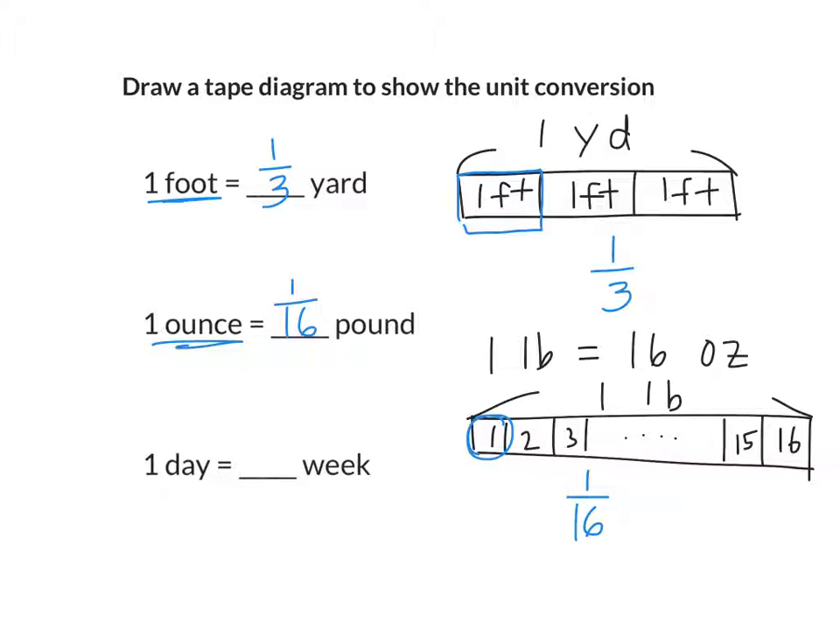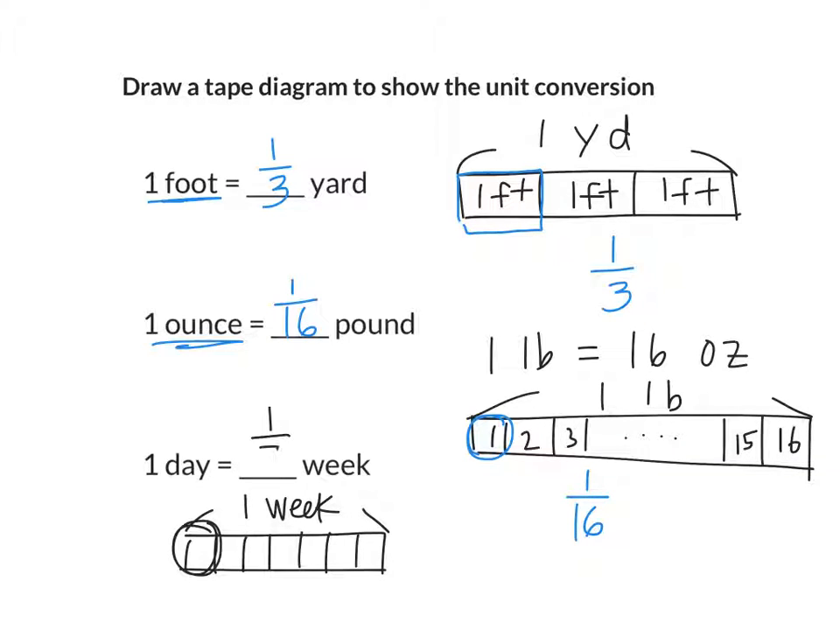Once again, if we have a piece of tape, for the third example, and we know that entire piece of tape is 1 week, we would have to divide it into 7 equal sections, and one of those sections is 1 day. So therefore, 1 day is 1 out of 7 total sections, and 1 day is 1/7 of a week.